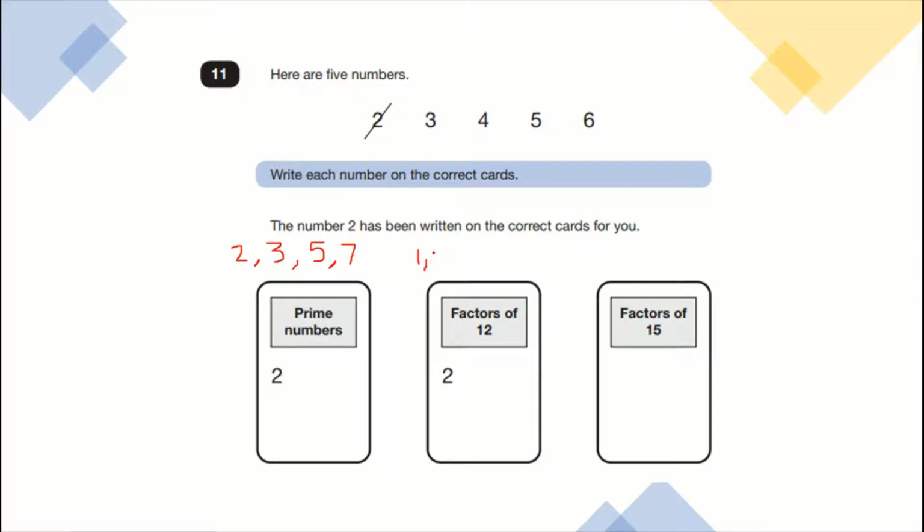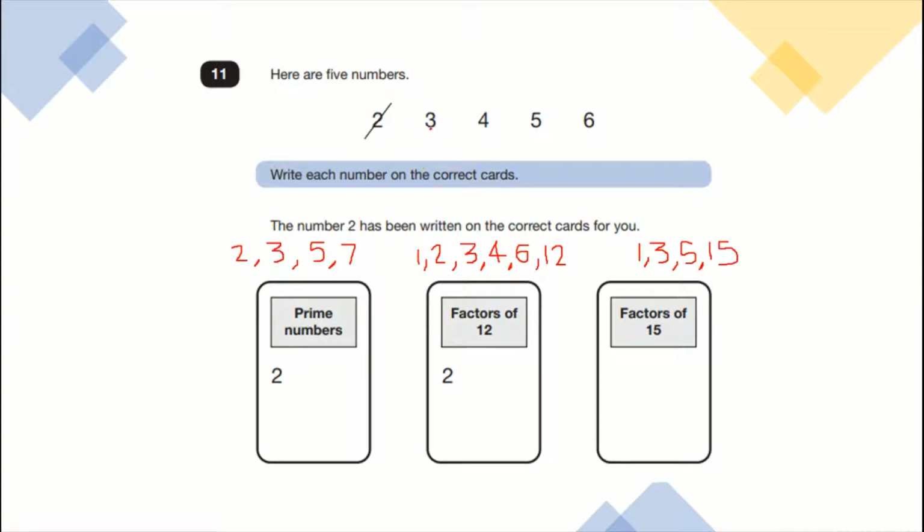Now the factors of 12. 1, 2, 3, 4, 6, and 12. Factors of 15. 1, 3, 5, and 15.